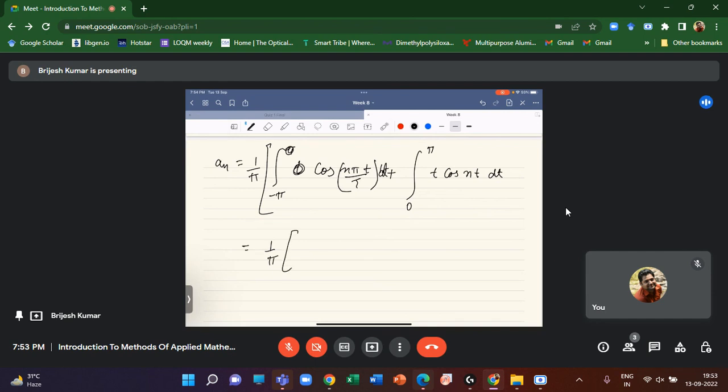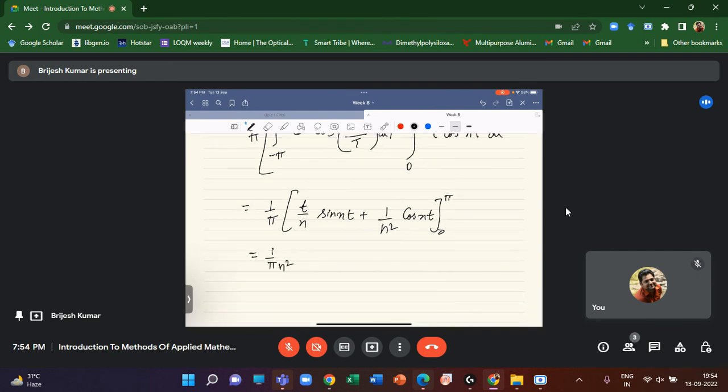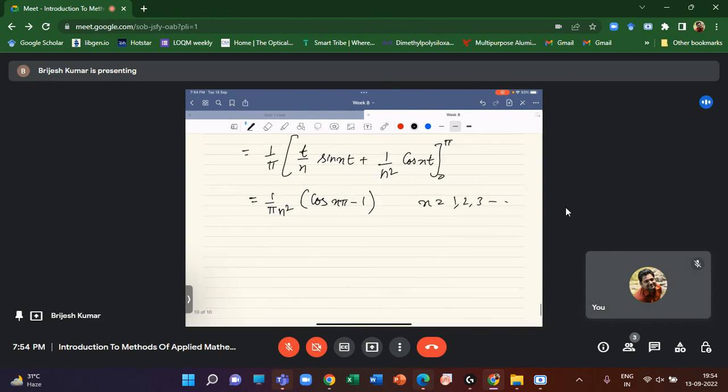so this time there will be some difference. 1 upon pi will remain the same. We will solve this. It will come t by n sin n t plus 1 upon n square cos n t from 0 to pi. So it will come 1 upon pi n square, cos n pi minus 1, where n is equal to 1, 2, 3, dot dot dot.